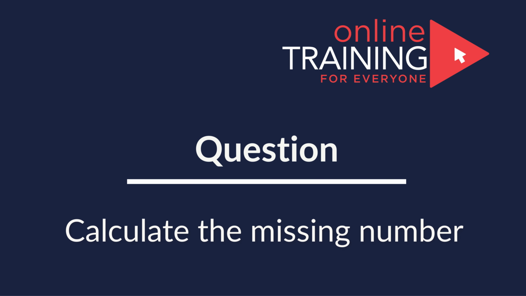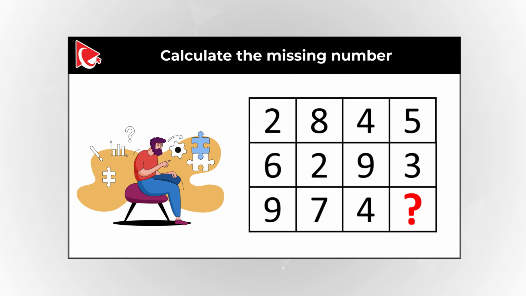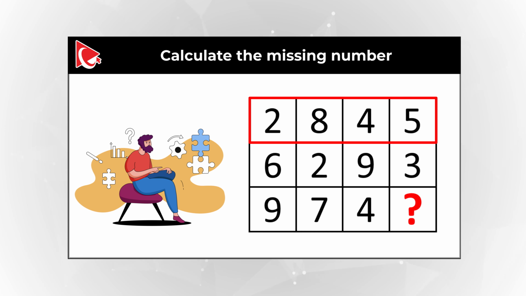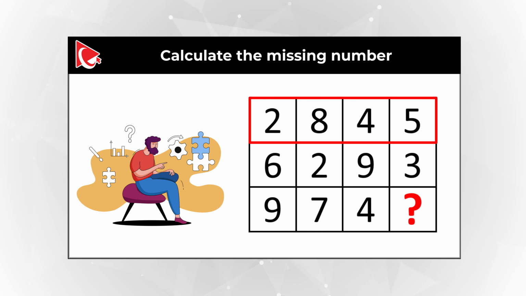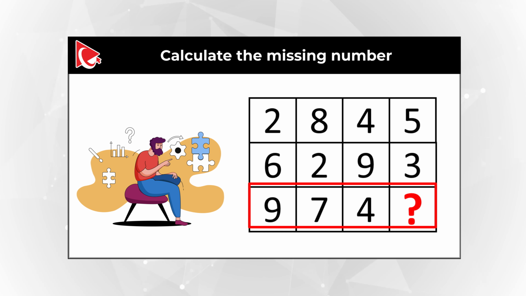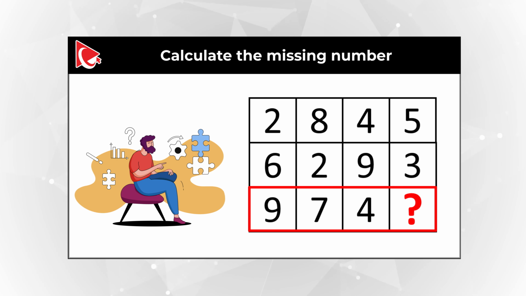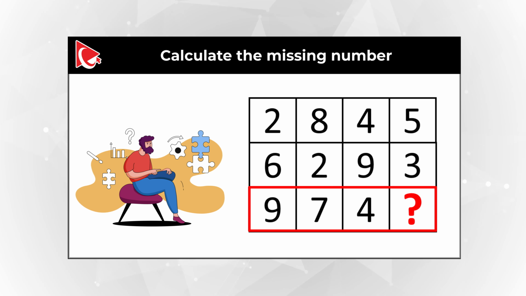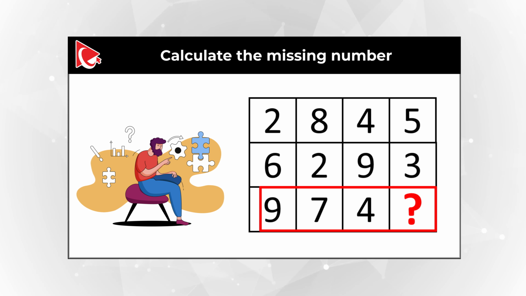Here is one of my favorite questions, which validates if you can think out of the box. You're presented with a rectangle, which contains 3 rows. First row has numbers 2, 8, 4, and 5. Second row has numbers 6, 2, 9, and 3. And the last, third row, has numbers 9, 7, 4, and then the fourth number is missing.